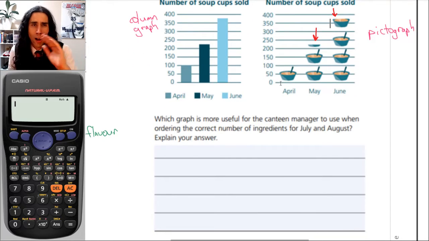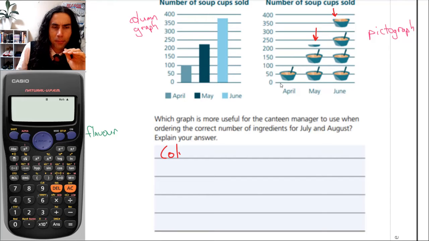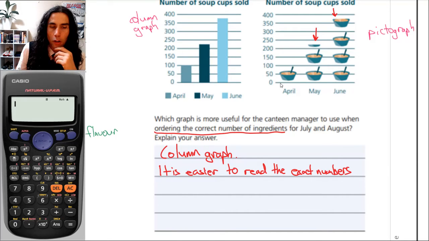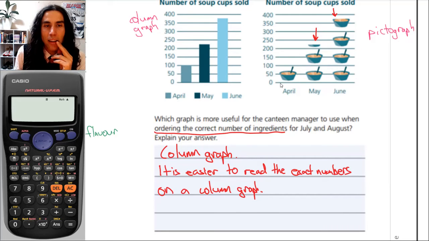Which graph is more useful? Column graph. Why? Because the canteen manager has to order the correct number of ingredients. And column graph. Why? Because it is easier to read the exact numbers on a column graph. So on a column graph, you can see more easily that that is exactly 100 there.